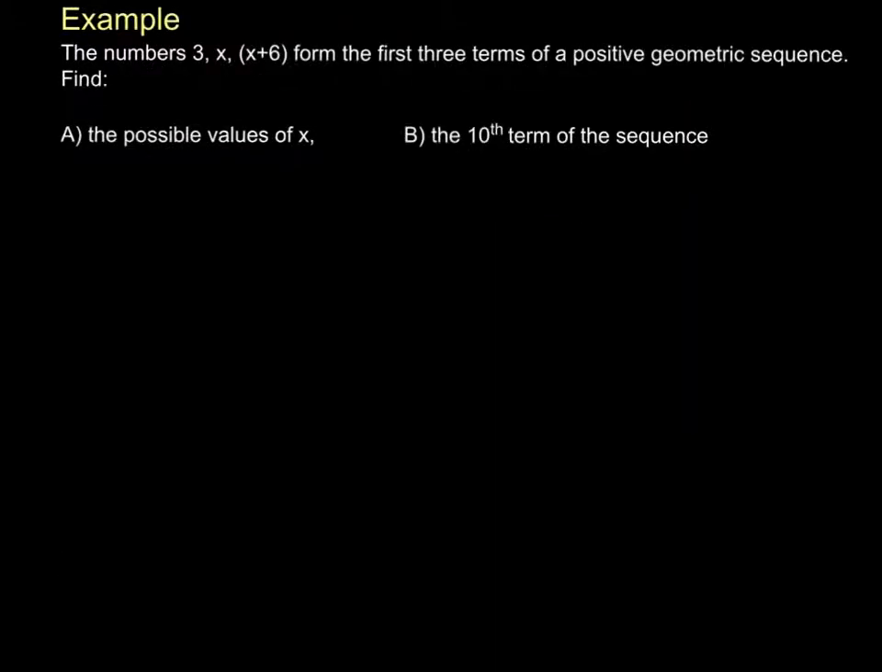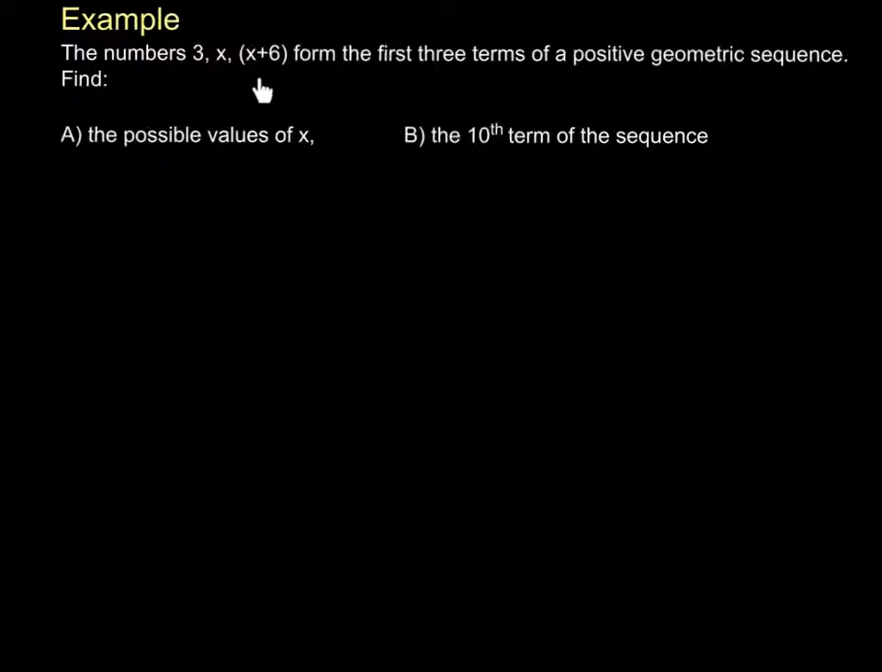So let's finish this video with a tough looking question then. We've got the numbers 3, x and x plus 6 forming the first three terms of a positive geometric sequence. Now because it's a geometric sequence, that means that 3 times something is equal to x, and x multiplied by the same thing is equal to x plus 6. So that's going to be key to answering the question. We want to find the possible values of x and the 10th term of the sequence.